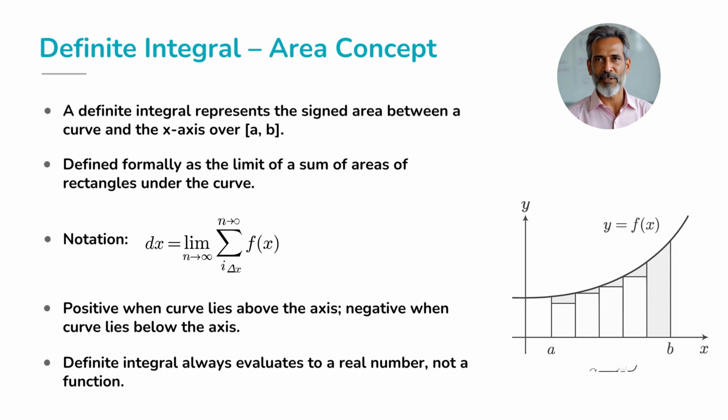Now let's move to definite integrals. Unlike indefinite integrals that give us functions, a definite integral gives us a number, the signed area under the curve. So the notation is integral from a to b of f of x dx. Formally, this is defined as the limit of a sum of rectangles under the curve, limit as n tends to infinity of the summation of f of x i into delta x. If the curve is above the x-axis, the area counts as positive. If it is below, it counts as negative. This way, definite integrals let us measure accumulation over an interval, not just find the family of functions.